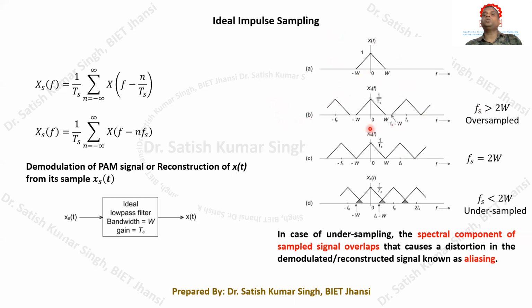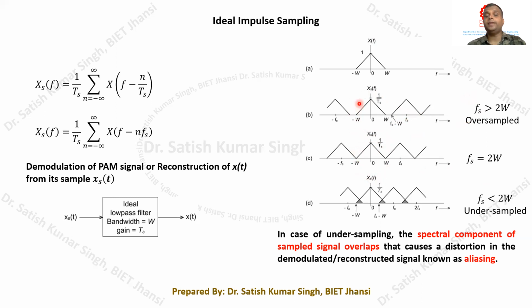If you want to extract the message from this sampled version, pass the sampled signal through an ideal low pass filter with bandwidth W. Then only this portion is extracted, all the higher frequency components are rejected, and the message signal can be extracted easily whenever fs is greater than 2W. But in the case of fs equals 2W, the low pass filter required is an ideal low pass filter. Here we can have a practical low pass filter.